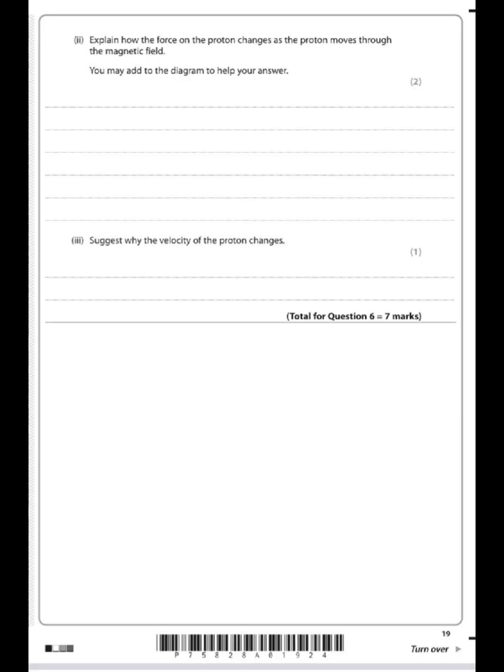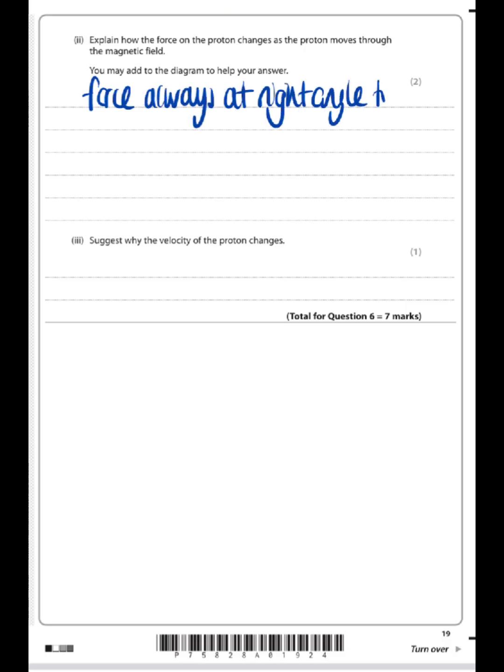Explain how the force on the proton changes as the proton moves through the magnetic field. You may add to the diagram to help you answer. So the key thing is, as long as that proton is moving, it is still going to experience a force. That force will always be at 90 degrees to its direction of travel and the magnetic field. But as soon as it's experienced a force, its direction of travel has been altered. So the force must always be at right angles to the proton's movement, and therefore to the proton's velocity.